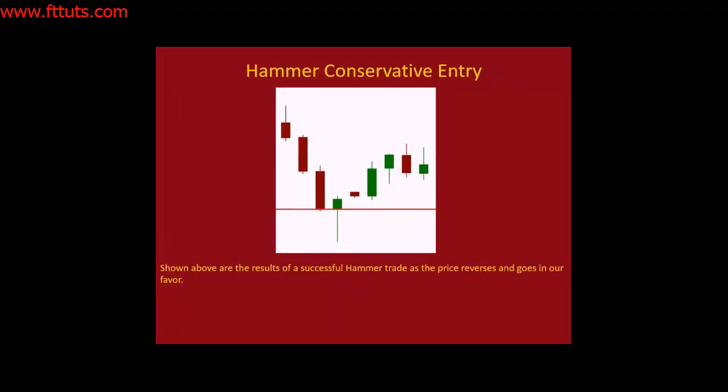Shown above are the results of a successful hammer trade as the price reverses and goes in our favor.